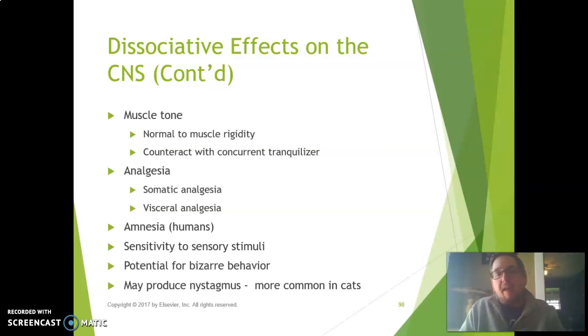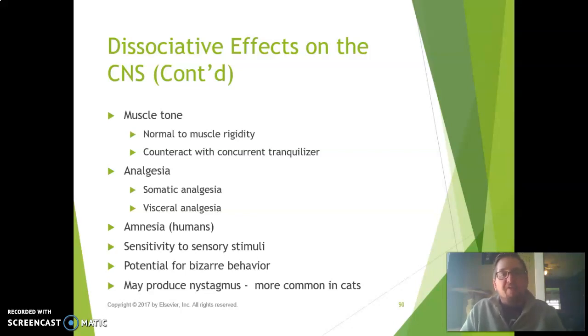Analgesia: somatic analgesia, this is muscles and things like that. Visceral analgesia, this is organ pain, and so it does have some analgesic effects on both somatic and visceral systems. As I stated before, in humans, people have amnesia. They can't remember exactly what happened while they were on this medication.